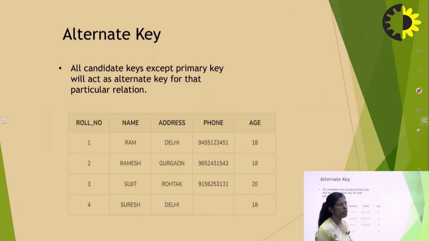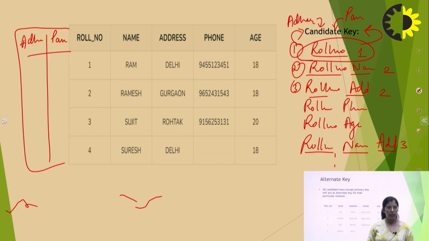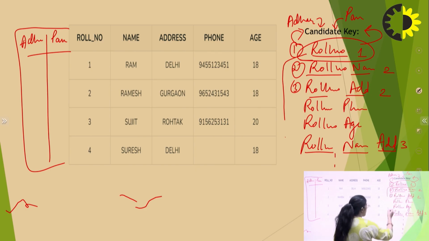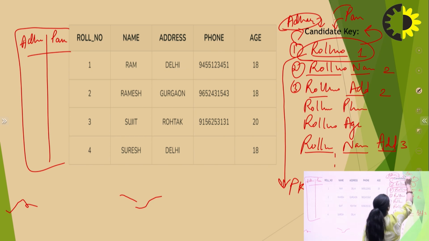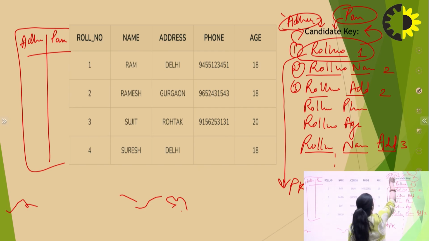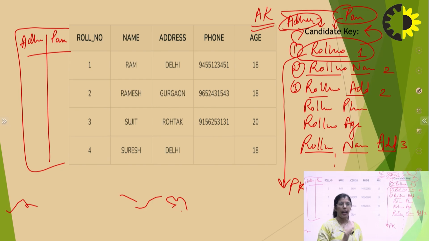Next one is your alternate key. All candidate keys except primary key will act as alternate keys for that particular relation. In the previous slide, I have shown that in this example, we can have three candidate keys. Then we made roll number the primary key. Now these two remaining attributes or candidate keys can work as alternate keys. So the alternate keys are the candidate keys excluding the primary key.